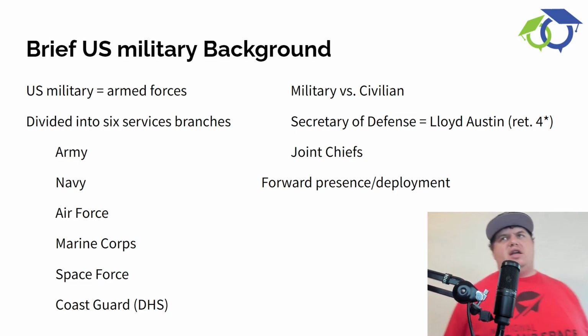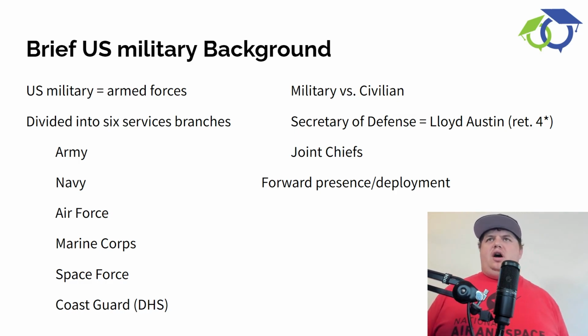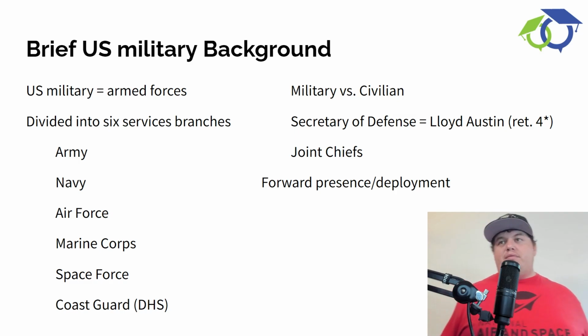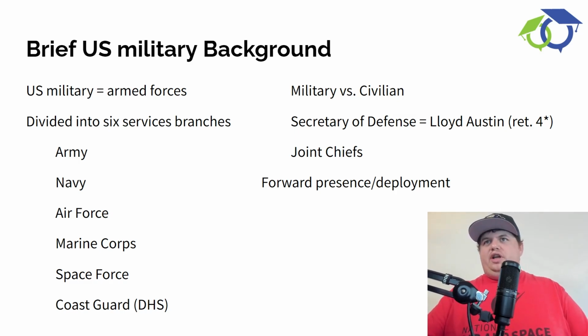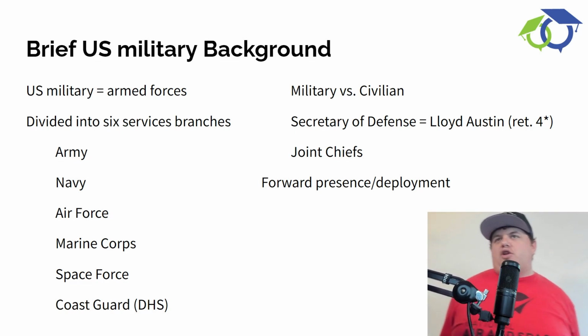So the military is the armed forces of the United States, and the United States divides the military into 6 different service branches: the Army, the Navy, both of which have debate teams, the Air Force, the Marine Corps, now the Space Force, after Trump created the Space Force, and the Coast Guard. An interesting thing to note is that the first 5 are all controlled by the Department of Defense, where the 6th is controlled by the Department of Homeland Security.